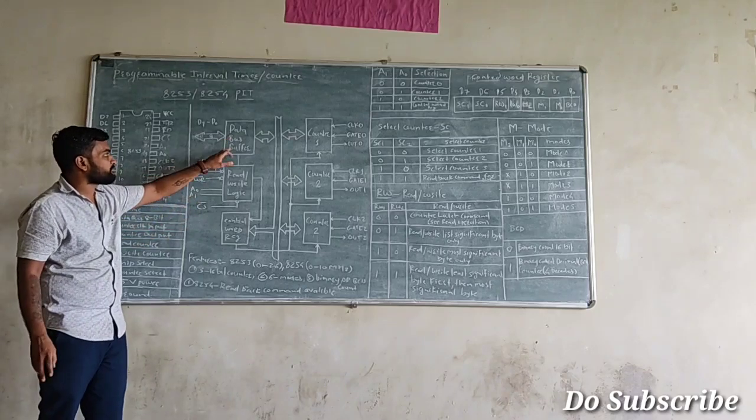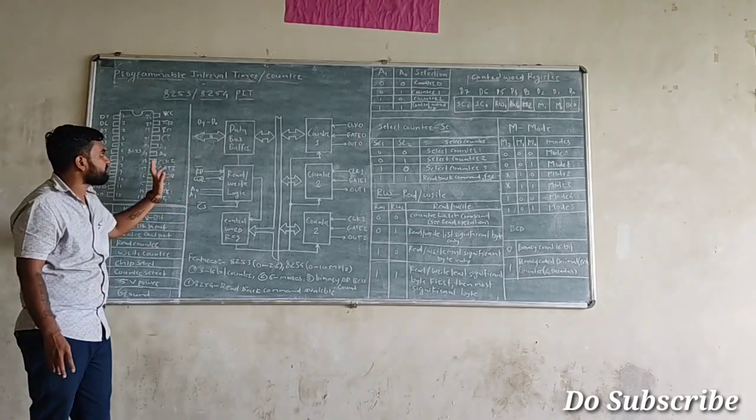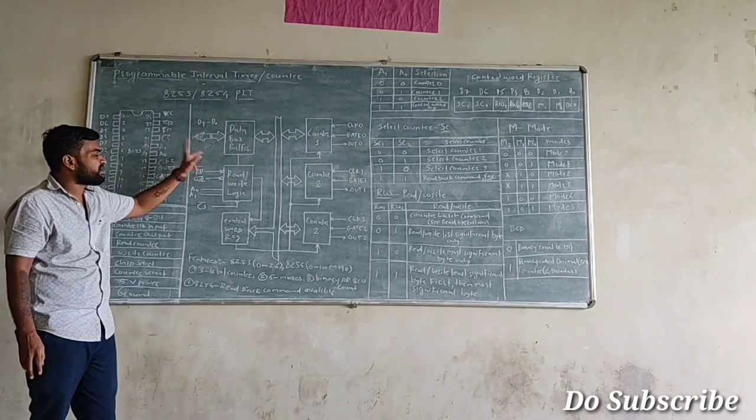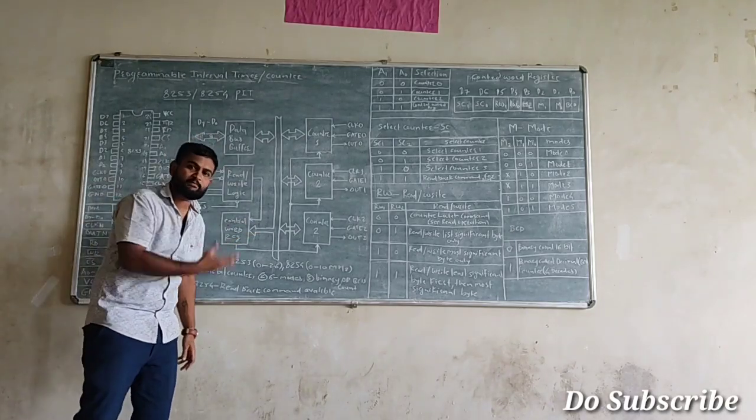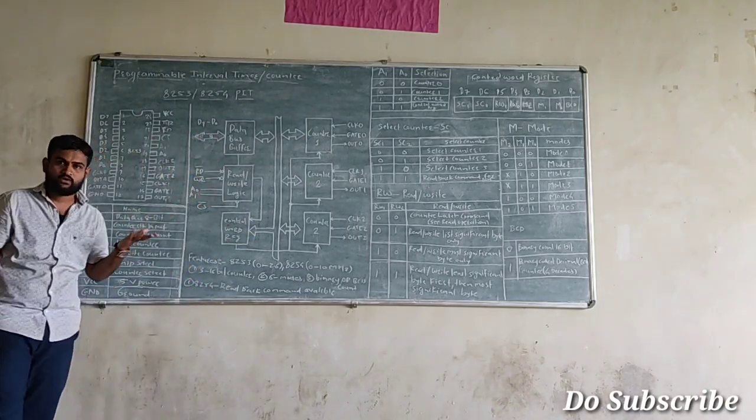Then we have a data bus buffer, as we have discussed in the pin description. We have an 8-bit data bus there, a bidirectional data bus for interfacing your PIT IC with your microprocessor.